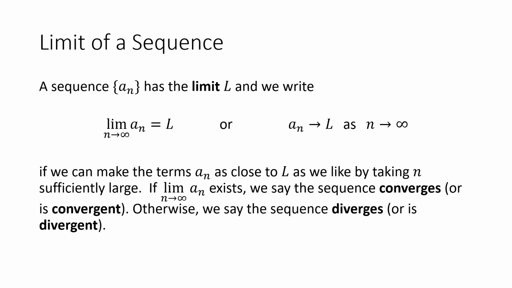So if, for instance, the sequence gets bigger and bigger and bigger and doesn't appear to approach any particular value, then we would have that the limit goes to infinity, and so we would say that the sequence diverges in that case. Here's another handy notation: we can just use the arrow notation. We can write an goes to L as n goes to infinity.